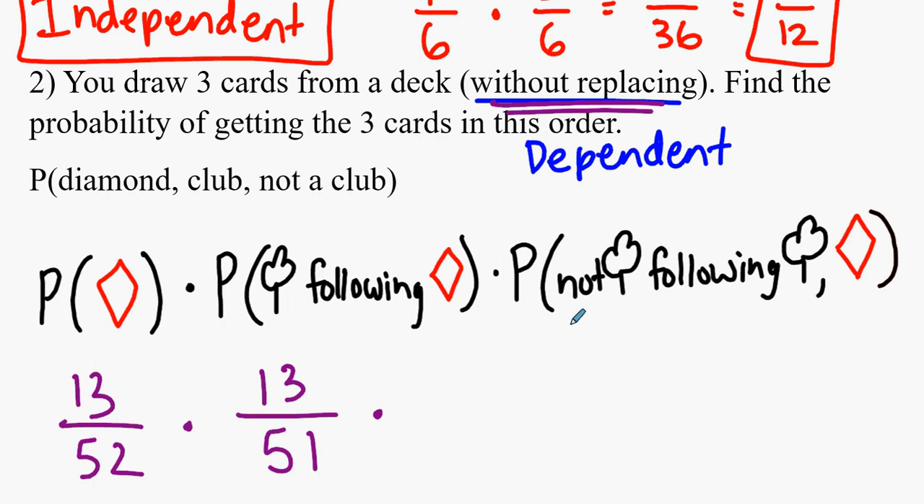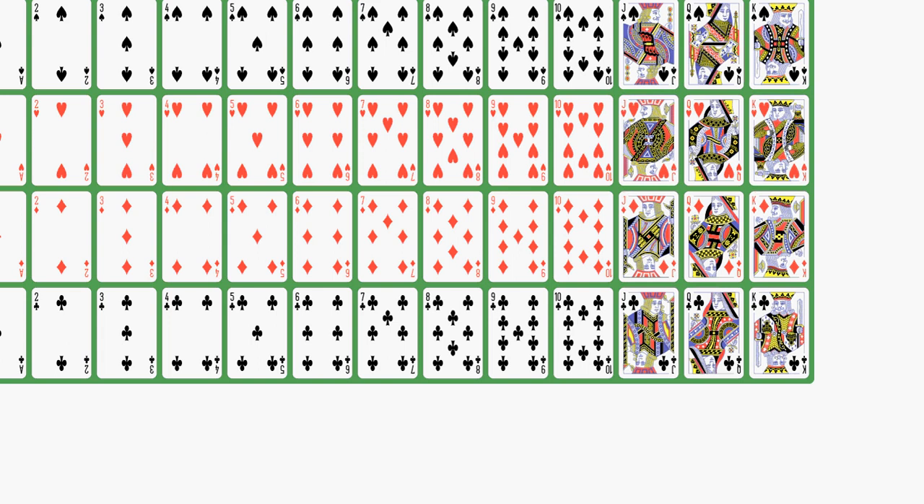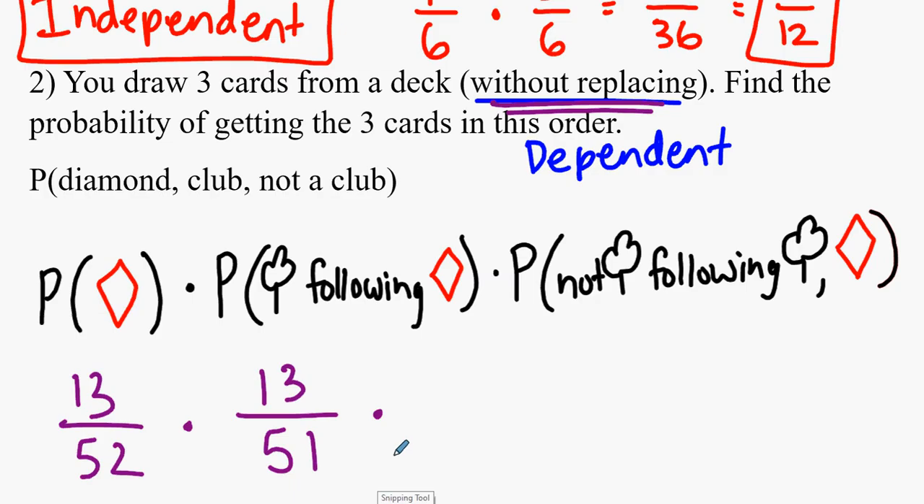Well, originally there are 39 not clubs. That's these right here. There are 39 not clubs to start off in the deck, but I already picked one of them, that diamond. There's only 38 not clubs left in the deck, and there's only 50 cards left to choose from because I've already selected 2. And that's why you can see these probabilities change based on what happened prior.